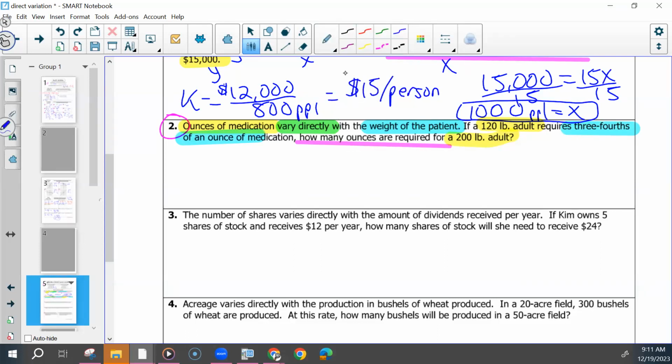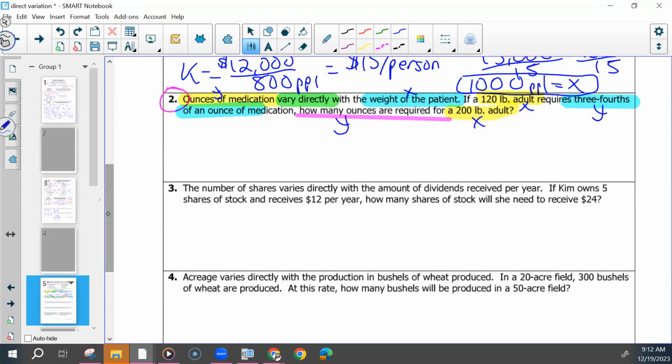Okay, so again, ounces of medication comes before the words "vary directly," so that's your y. Weight of the patient is x. So every time you see something about ounces, that is your y. Every time you see something about pounds, that is your x. Are we solving for x or for y? Okay. So then let's start this. How would we set this up? What would be our first step? Isaiah? Solve for k. How would we do that?